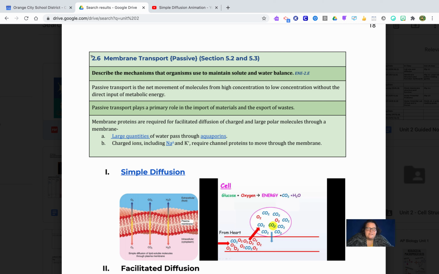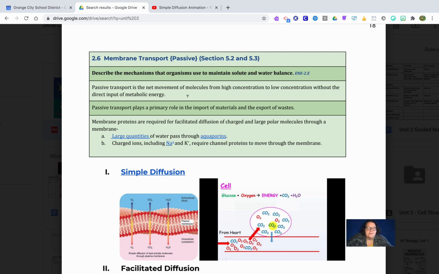All right, so objective 2.6 is passive transport through the plasma membrane. And in the book, that would be section 5.2 and 5.3. And as you guys know, this part's mostly review.